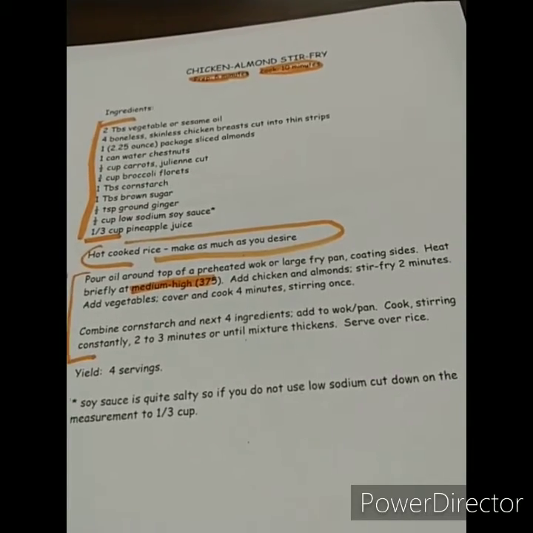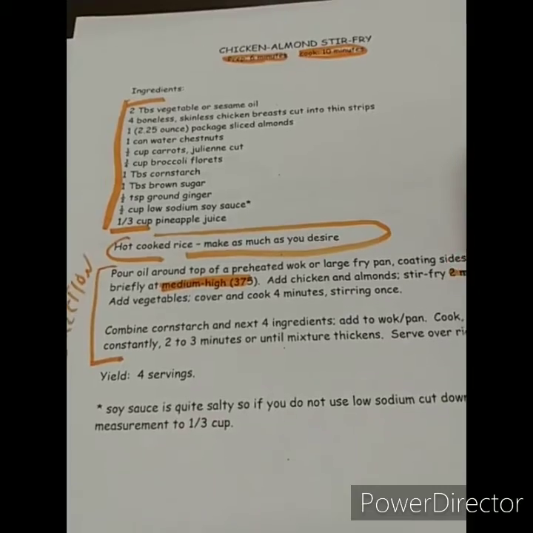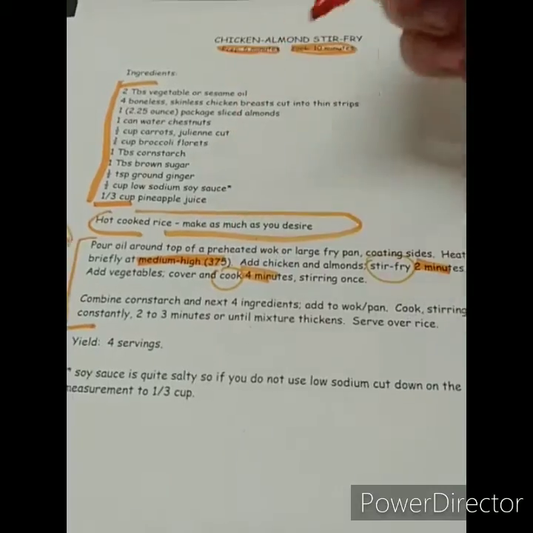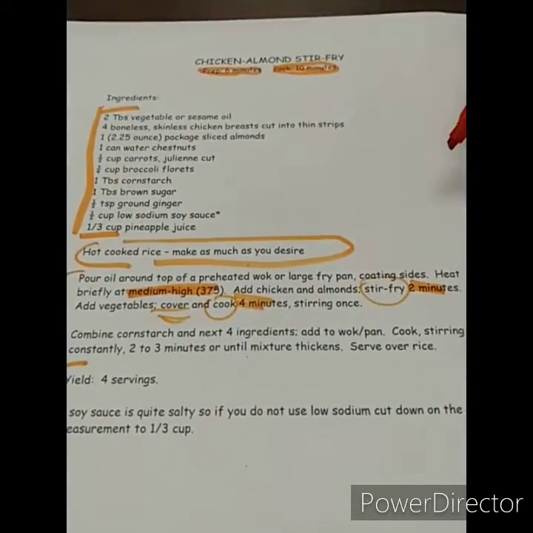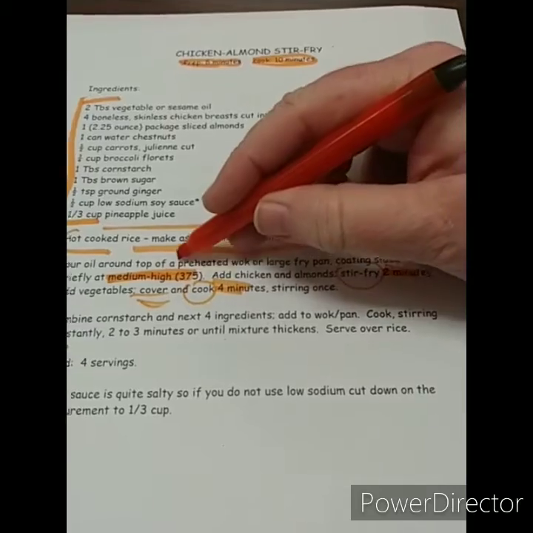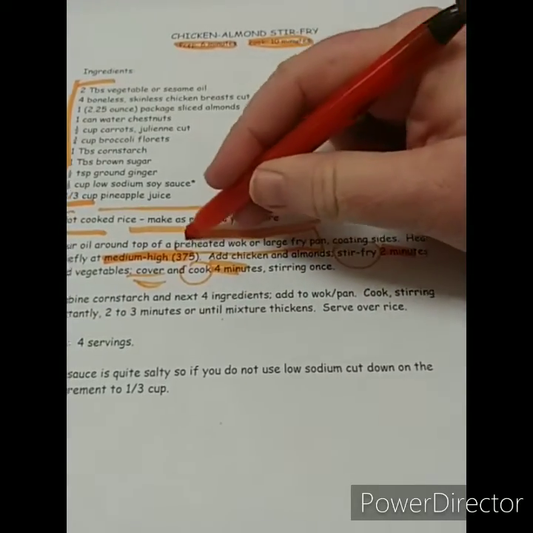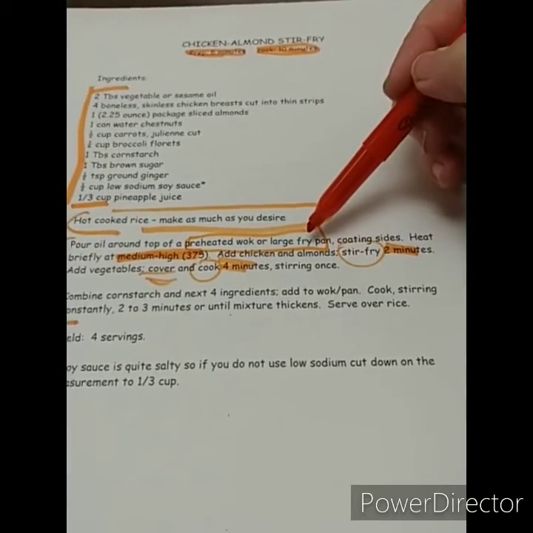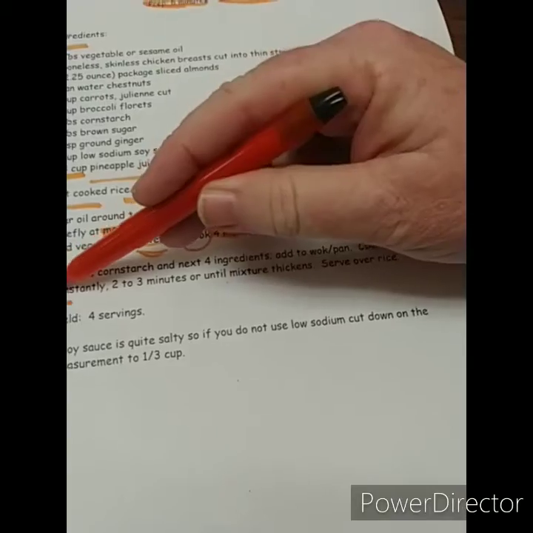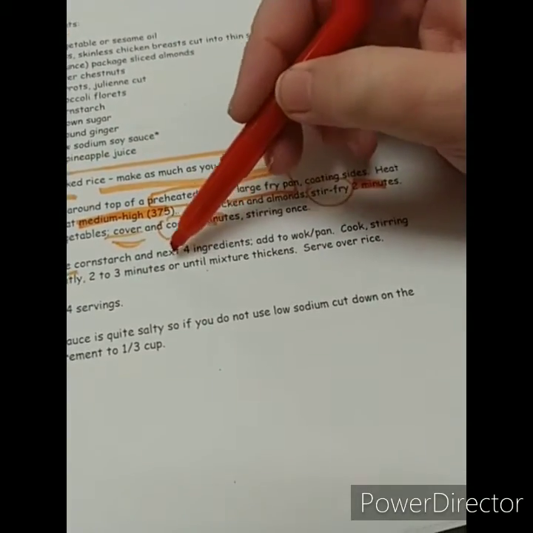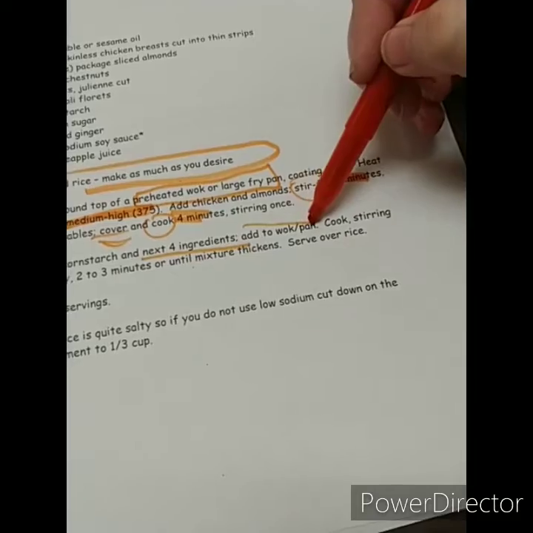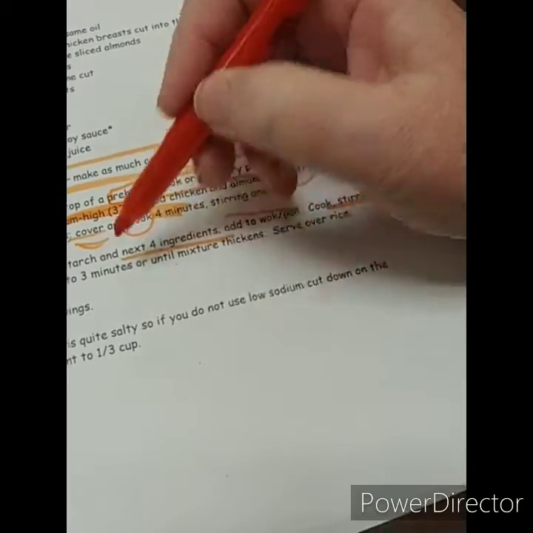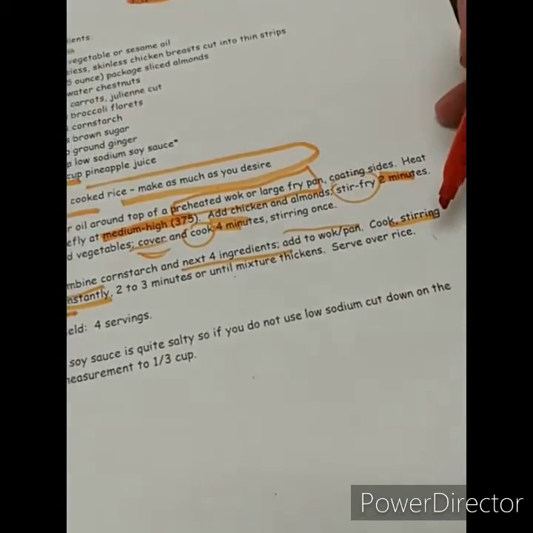Now, in these steps are very, very important things. It tells me the time to do everything. It tells me how to do it. Okay, I'm going to cover it up. It tells me what type of pans and pots I will need. I'm either going to need a preheated wok or a large fry pan, not a small fry pan. It tells me how to put everything together and when to do it. Okay? Stirring constantly, 2 to 3 minutes until the mixture thickens. Then serve over the rice.